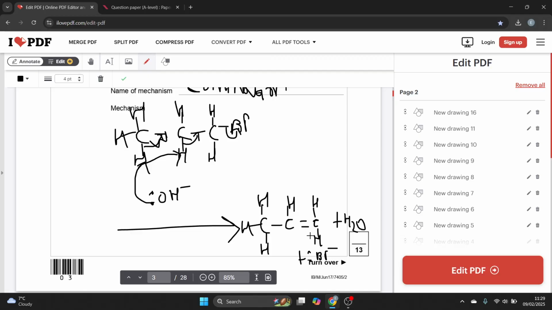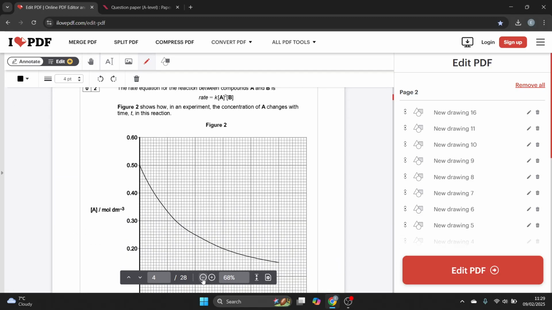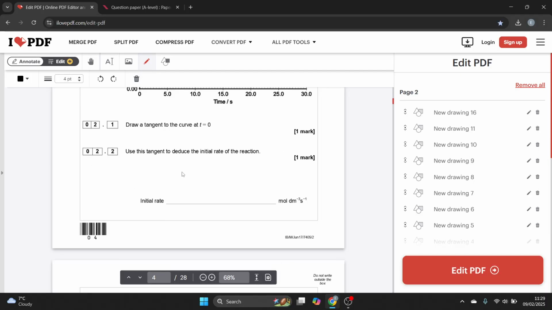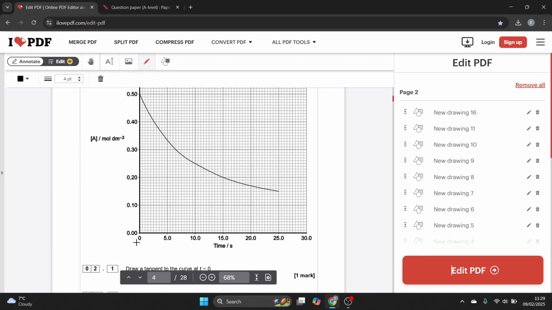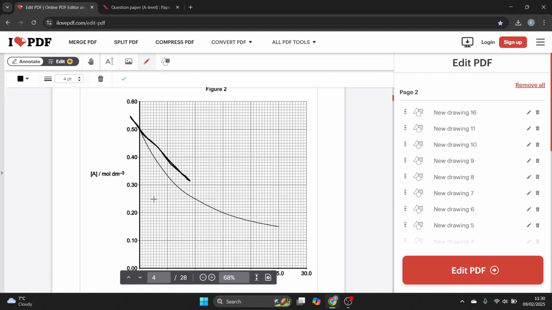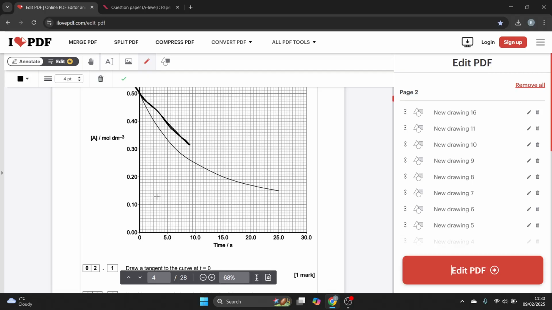So yeah. Rate equations. The rate equation is rate equals k[A]²[B]. Draw a tangent to the curve at t equals 0. Okay, so just look at t equals 0 and draw a tangent. Use this tangent to deduce the initial rate of reaction. So let's say I stop here.